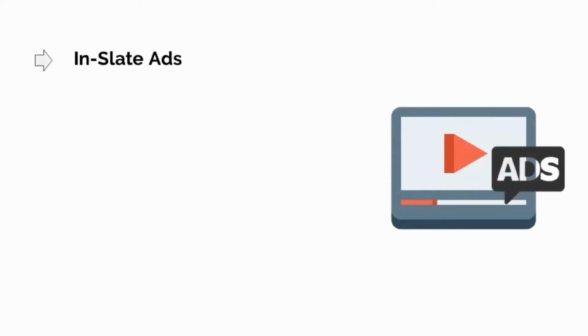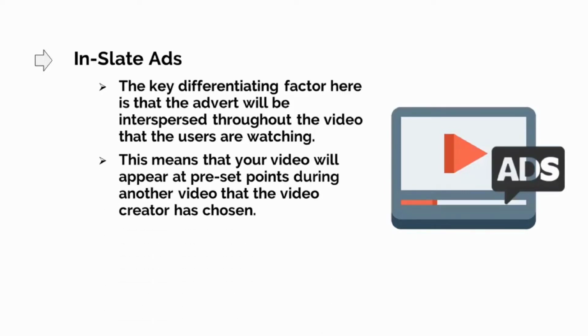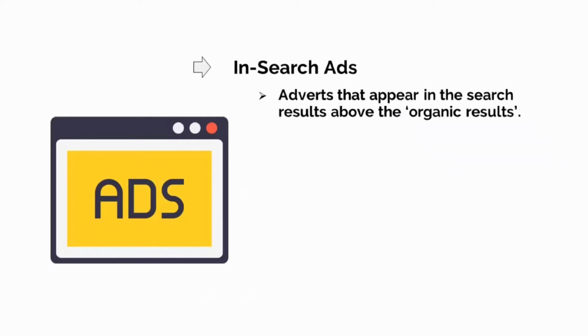An in-slate ad is only a little different to an in-stream ad. The key differentiating factor here is that the advert will be interspersed throughout the video that the users are watching. And this means that your video will appear at preset points during another video that the video creator has chosen. This lets the creator set up ad breaks in their content. And it also means that your video is going to appear on longer content rather than on short 30-second videos. In-search ads, meanwhile, are adverts that appear in the search results above the organic results.